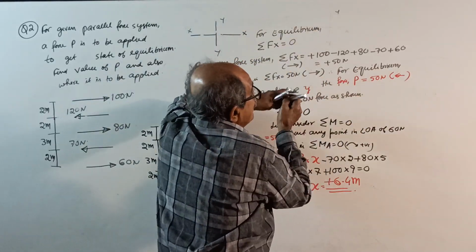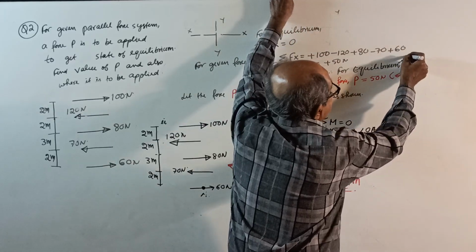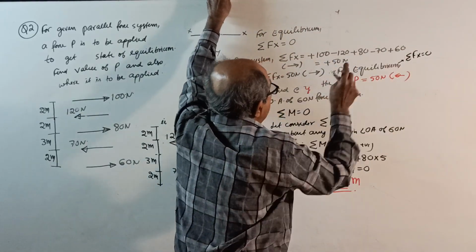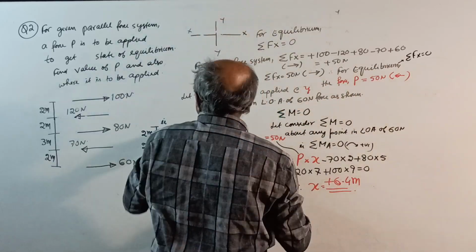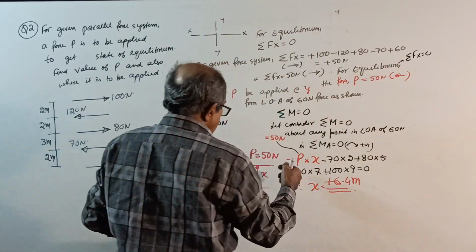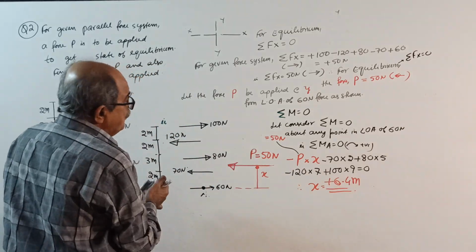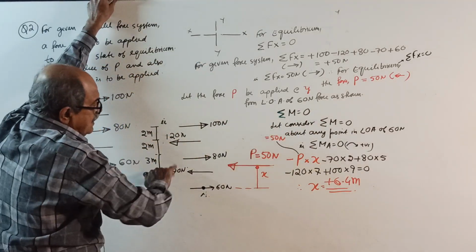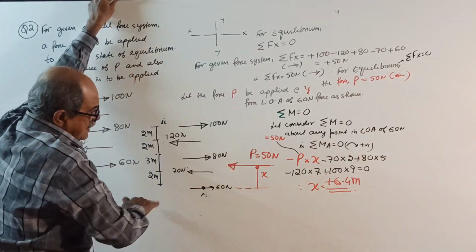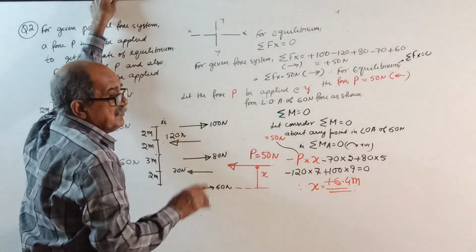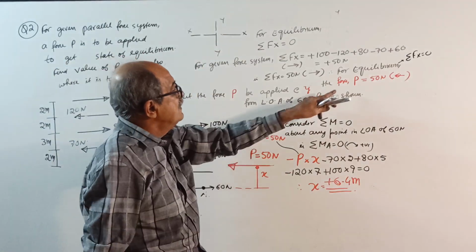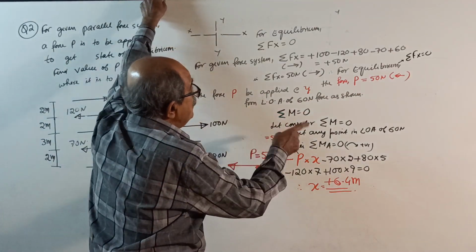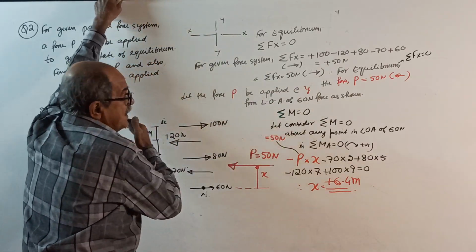So for equilibrium, sigma Fx should be 0. When this is 50 Newton right side, the force P should be 50 Newton to the left side. Now if you apply sigma Fx equal to 0: plus 100, minus 120, plus 80, minus 70, plus 60, minus 50. Over. Now the value of P came. The force P should be 50 Newton applied to the left side.